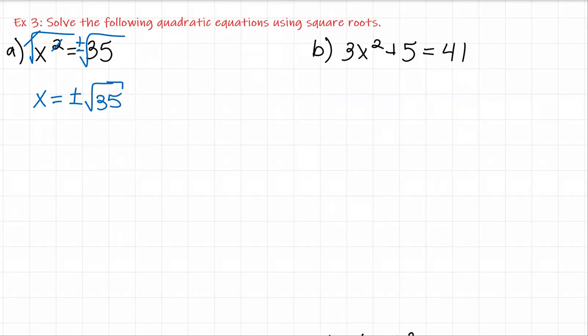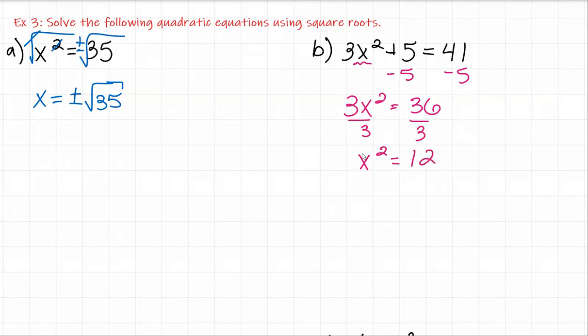Okay. Next one, let's try 3x squared plus 5 equals 41. We got to get the squared thing by itself. We got to get x squared alone. So let's start. Minus 5 on each side. 3x squared is equal to 41 minus 5. That's going to be 36. Divide each side by 3. That's going to be x squared equals 12.